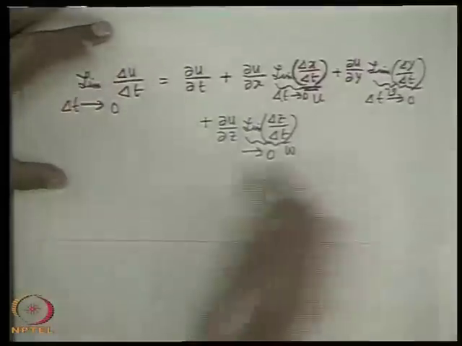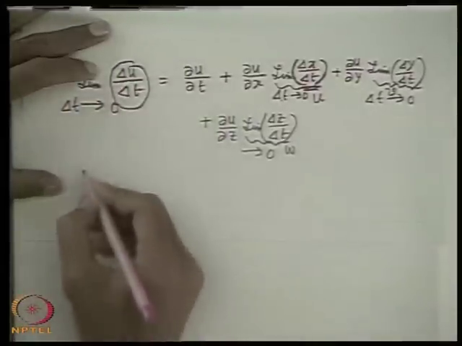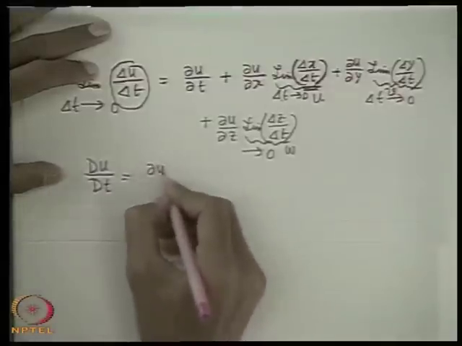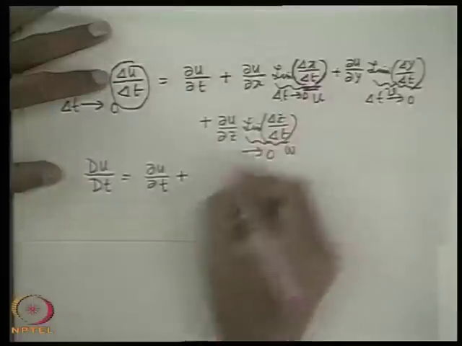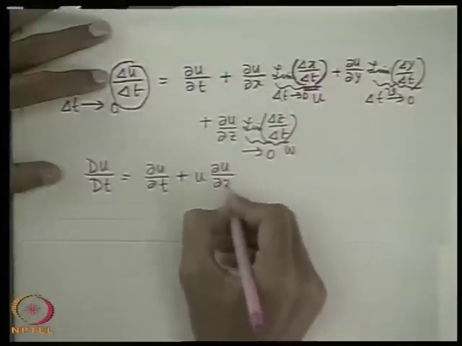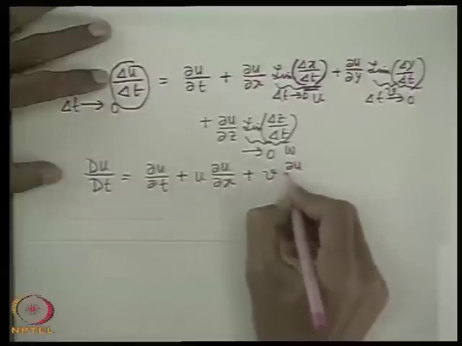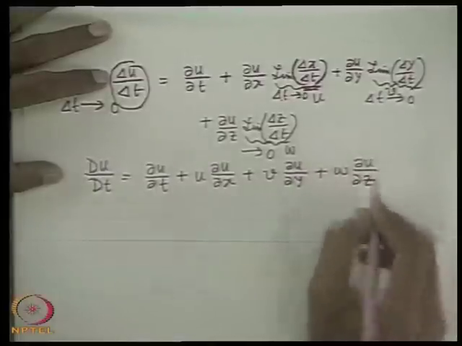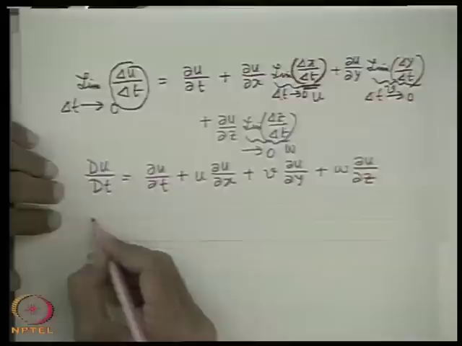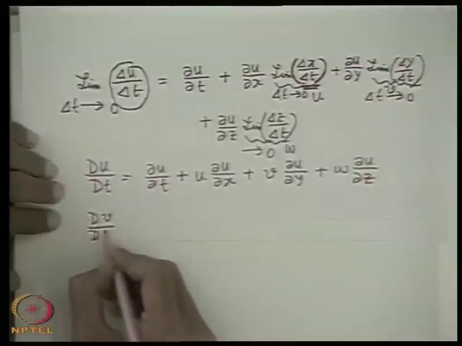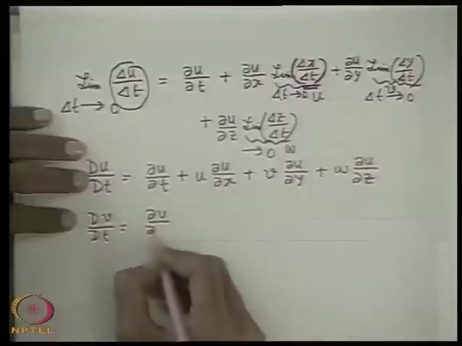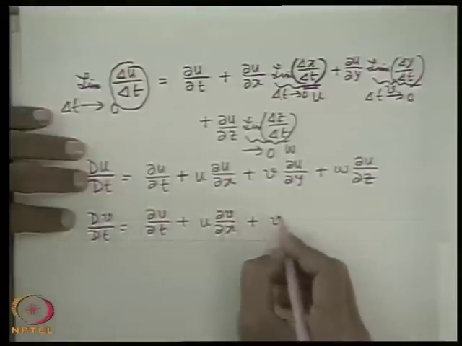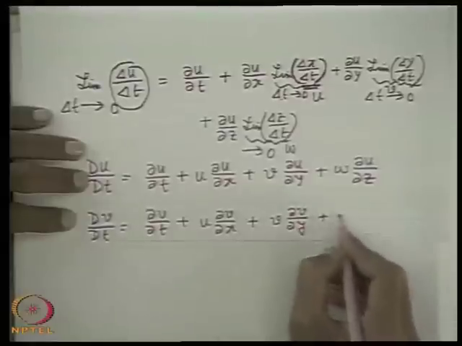So, therefore, we can write now this del u del t as t tends to 0 as Du Dt, where big D is usually written. It becomes equal to del u del t plus u del u del x plus v del u del y plus w del u del z. In a similar fashion, if we expand the v component, we can write Dv Dt is equal to del v del t plus u del v del x. You do it, and in a similar fashion we can find v del v del y.